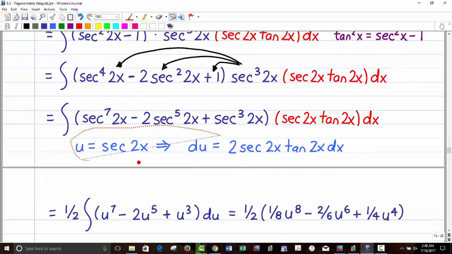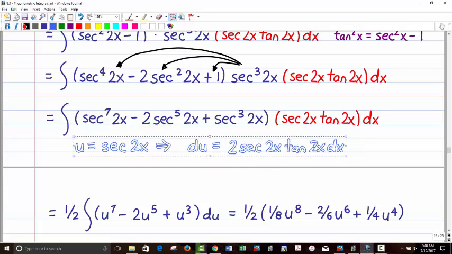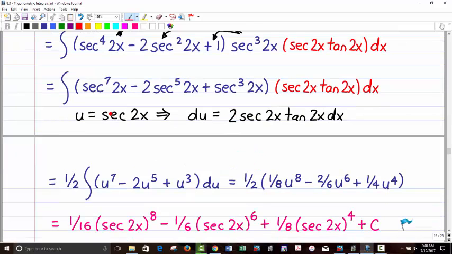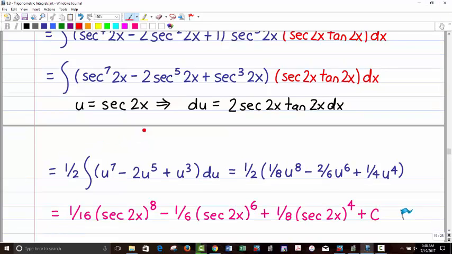because you're letting u be sec of 2x. Do not forget the chain rule here. Right? Because you're going to get an extra 2 here. So very important, because the derivative of 2x will be 2, which means we have to put a 1/2 on the outside to adjust for that. I didn't show the next line, but I didn't have any room, so I came over here. But so that's now 1/2. So now it's all just u to the 7th, minus 2u to the 5th, plus u cubed.